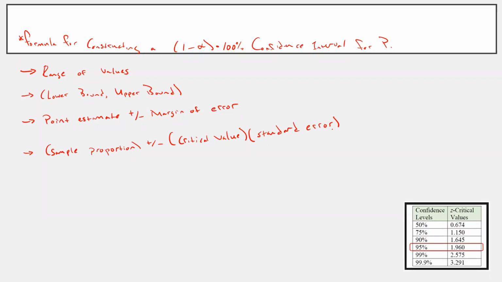So this is the formula, okay? It's p hat plus or minus the critical value, which is z of alpha divided by 2, times the standard error. The standard error is the square root of p hat times 1 minus p hat over n.